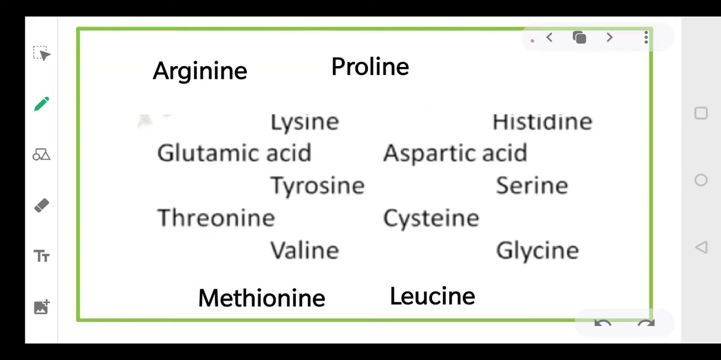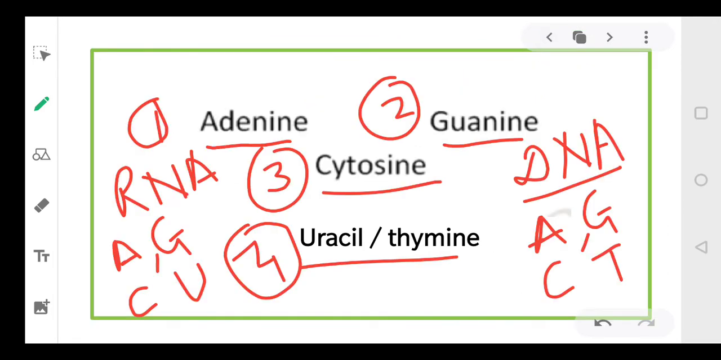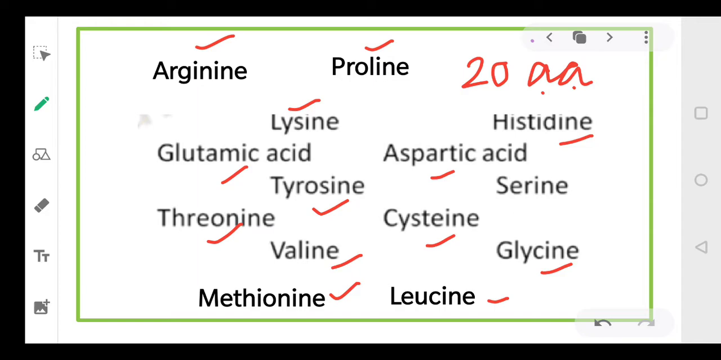Coming to the proteins, there are 20 amino acids in general. AA means amino acids. I've listed here those 20 amino acids: arginine, proline, lysine, histidine, glutamic acid, aspartic acid, tyrosine, threonine, valine, cysteine, glycine, methionine and leucine. So we have 20 amino acids. Just imagine, and we have only 4 bases. So how can the 4 bases produce 20 amino acids? This is a question.